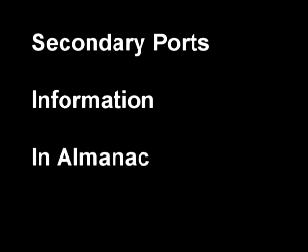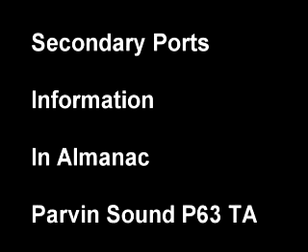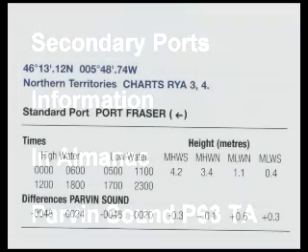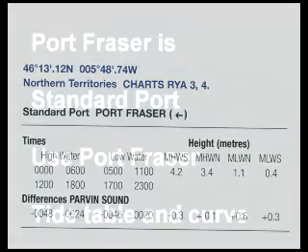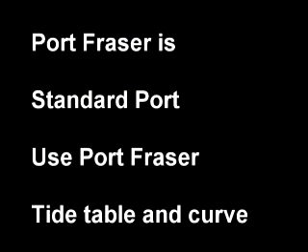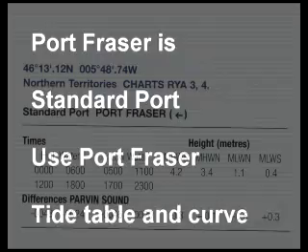We find the secondary port information in the almanac. Let's look at Parvin Sound, page 63 in the Training Almanac. It tells us that the standard port is Port Fraser, which means that tide times and heights are referenced to Port Fraser, and it is the Port Fraser tide table and tidal curve that we need to use. So what's this secondary port information telling us?